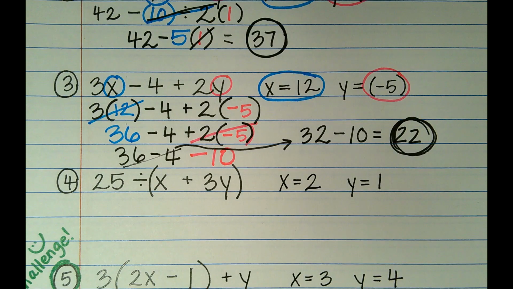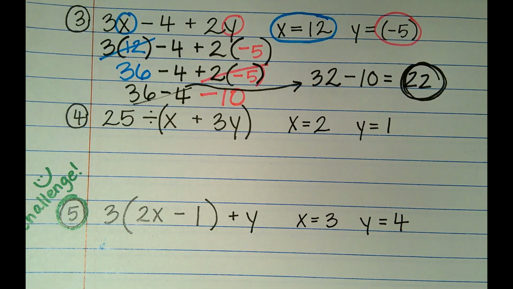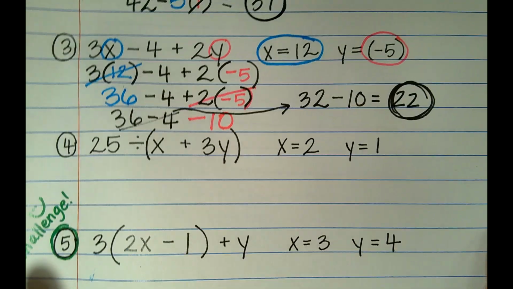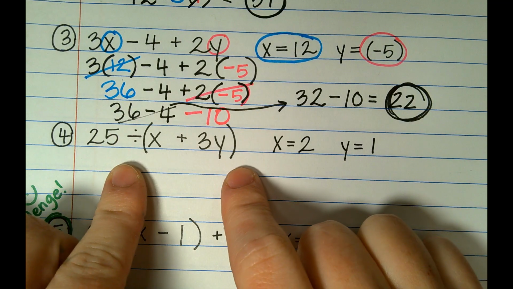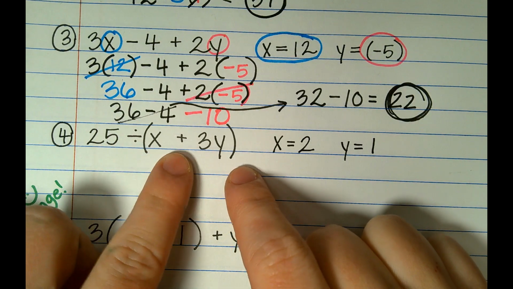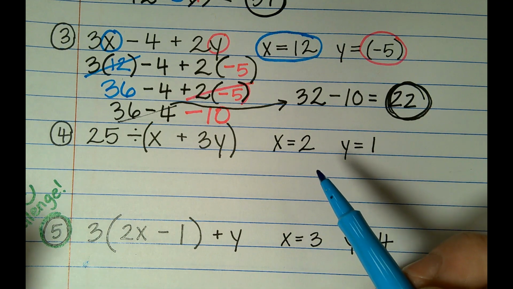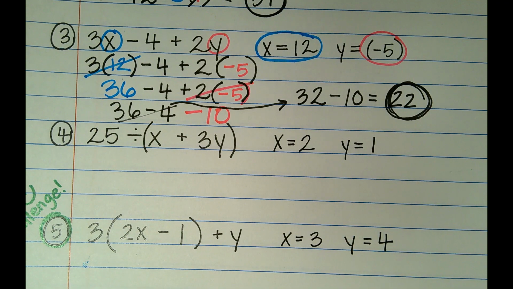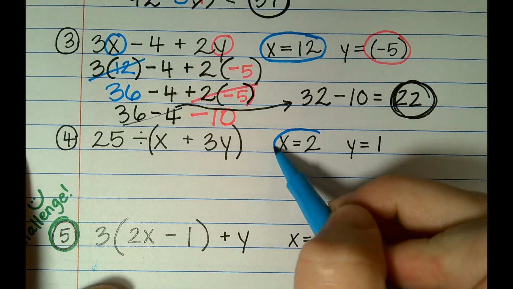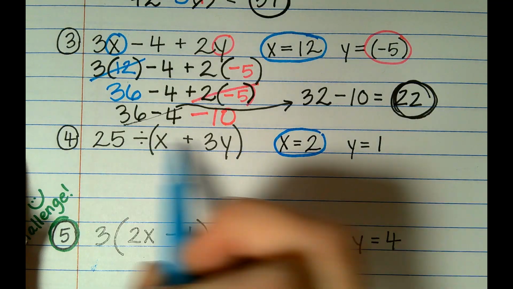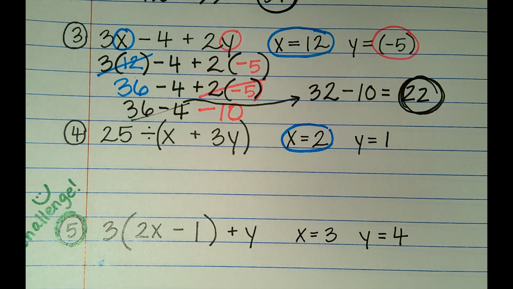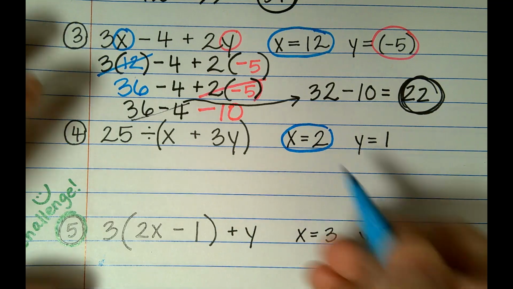Now let's look at number 4. I have 25 divided by, in parentheses, x plus 3y. What do I do first? Before we do any multiplying, what am I going to do with my numbers and letters and variables? Put them in order? Yes. We need to get our expression here with numbers. We can't solve this if we have letters in there.